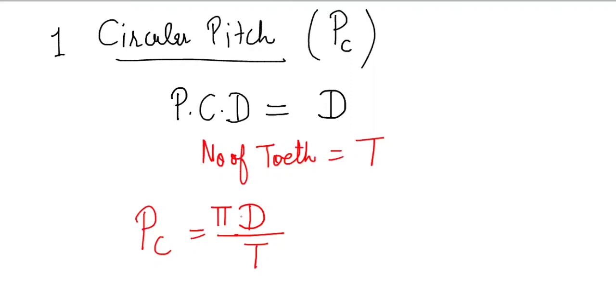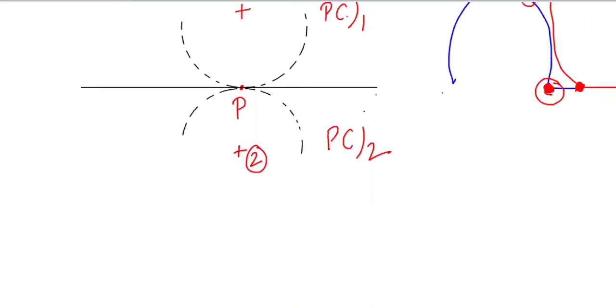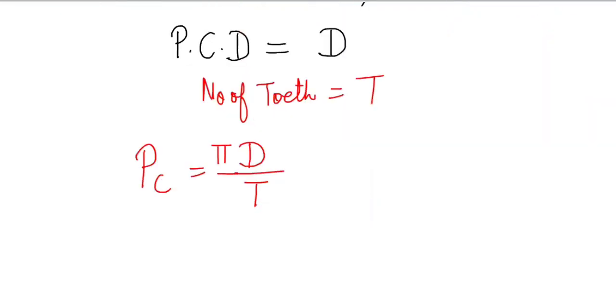And remember one thing, Anjali, why have I specified the pitch point P in this diagram? Because this horizontal line denotes the tangential force line. Always remember, rotation always occurs due to the tangential force. Vertical force applies the thrust, and tangential force is responsible for our rotation. This is how the pure rolling starts in our gear. So Pc is pi D by T.